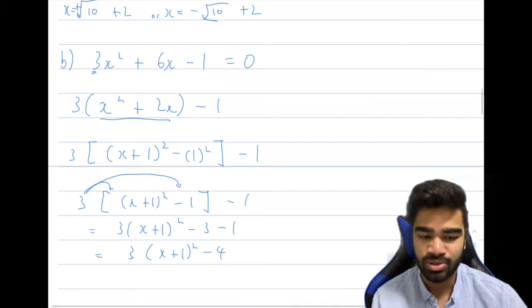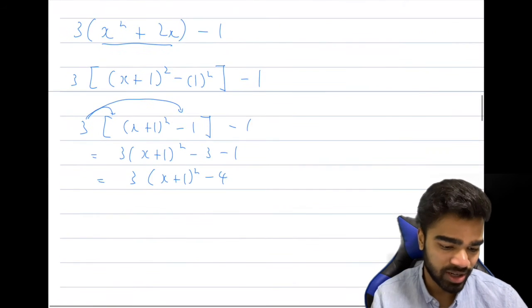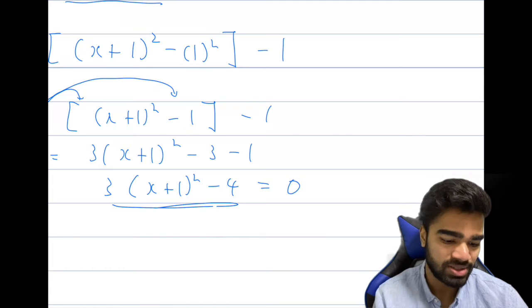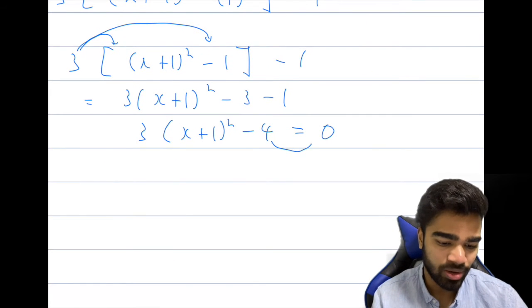So hang on, what's the question asking for? The question is saying this whole thing is equal to 0. That means my completed square version, which is this, is also equal to 0, right? They mean the same thing, so it's 0. And then we solve from here. Let's do it. So I take the whole number to the other side.